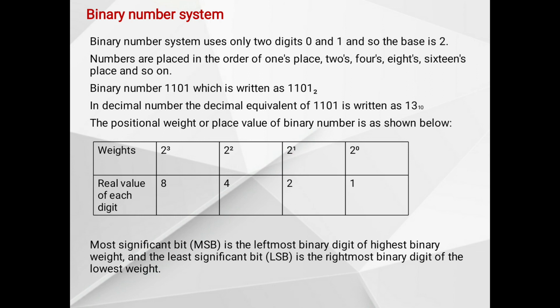Here also we have the most significant bit and the least significant bit. The most significant bit is the leftmost binary digit, which has the highest binary weight. And the least significant bit is the rightmost binary digit, which has the lowest weight.